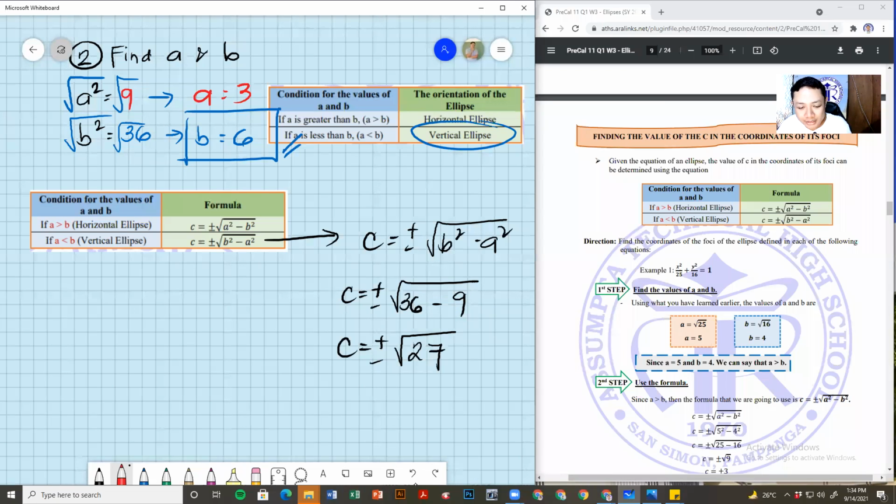Okay, we have the square root of 27. Now, kindly get your calculator and kindly press square root of 27. What is the decimal value of square root of 27? Type it in the chat box, please. At least 1 decimal point. That's okay. Okay, that's correct. So we have C is equal to positive negative 5 point. Is it 0.1 or 0.2? Round it off. Okay, it's 5.2.